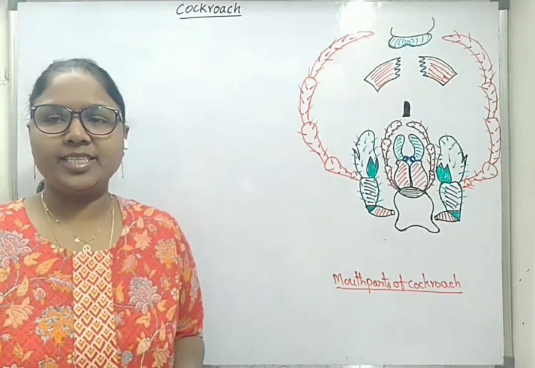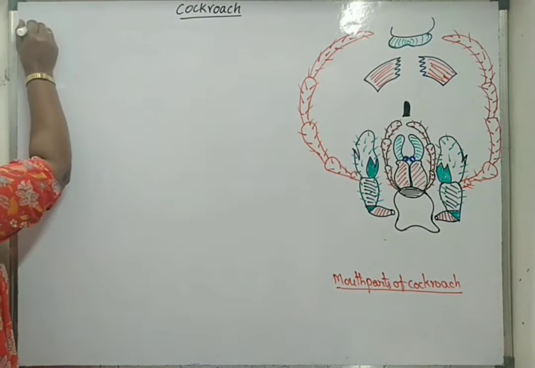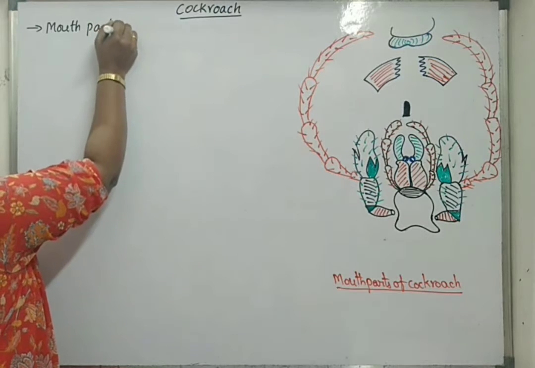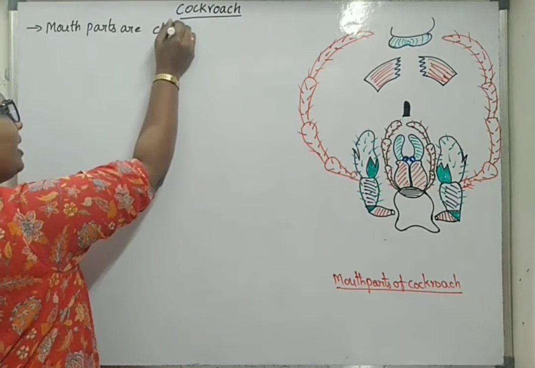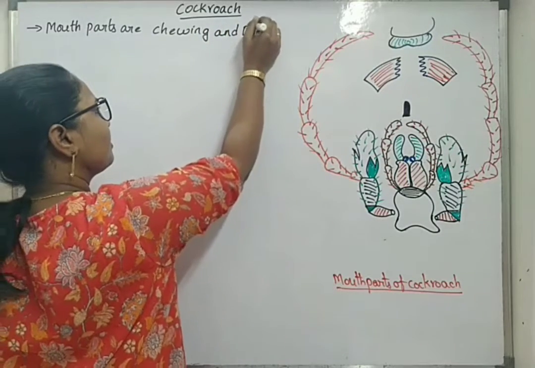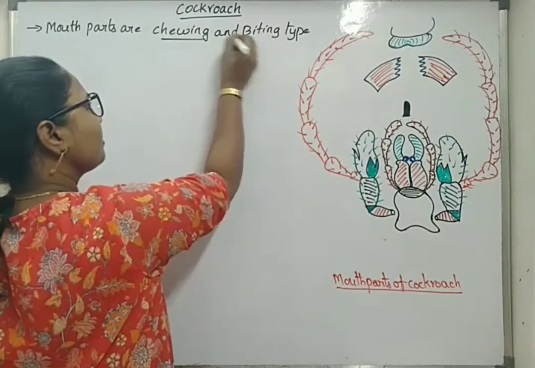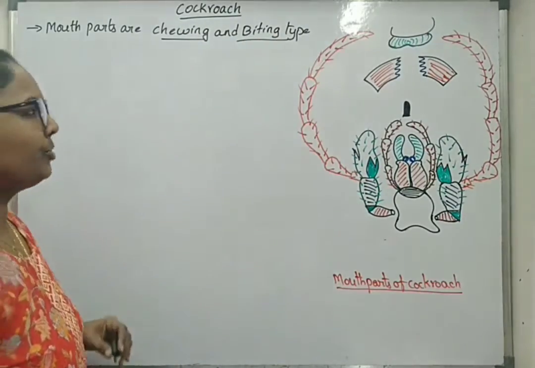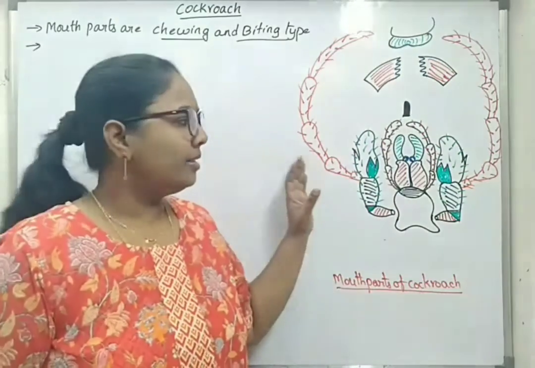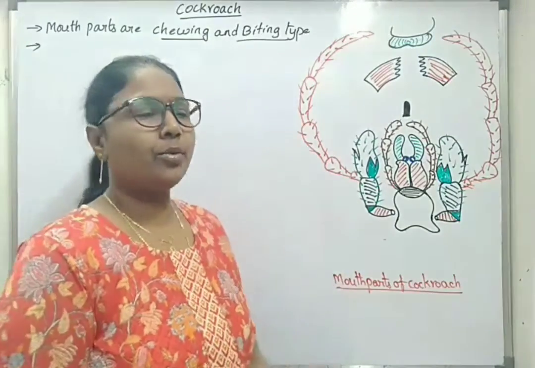Hello students, now we will discuss cockroach mouth parts. In case of cockroach, mouth parts are chewing and biting type. They bite the food and they chew the food. All mouth parts are arranged in such a way that they can move, but their arrangement is around the mouth.